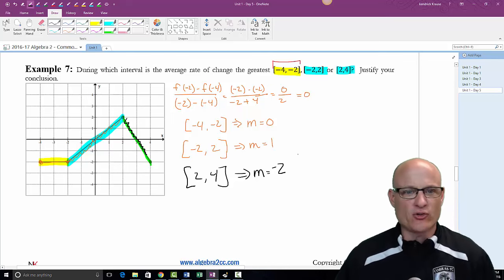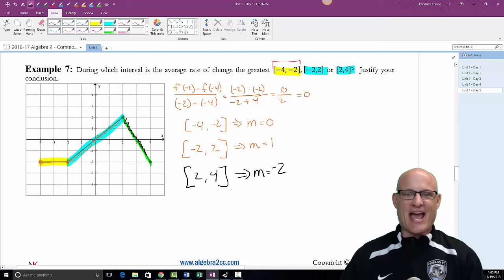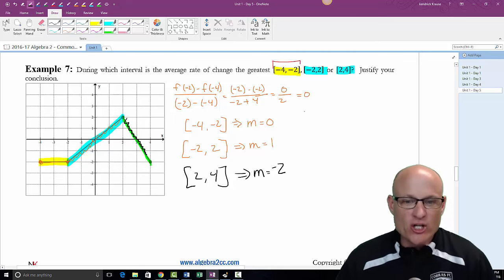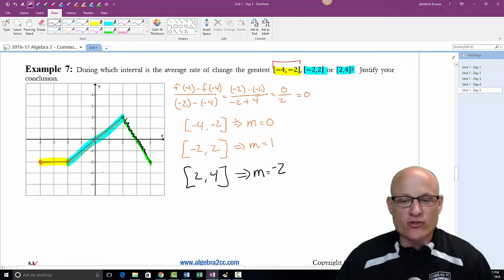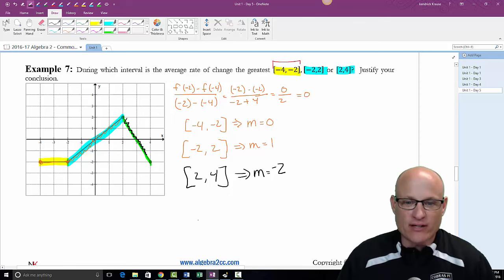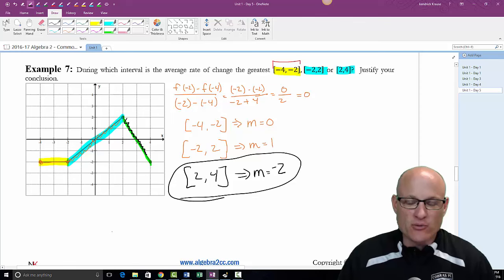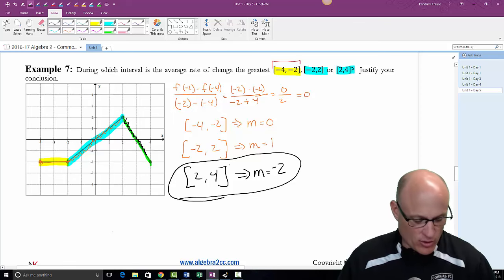So the question says, during which interval is the average rate of change greatest? I'm not looking for the largest number. I'm looking for the one that has the largest or greatest average rate of change. And that would be this one. Remember, we're looking for the one with the biggest number.